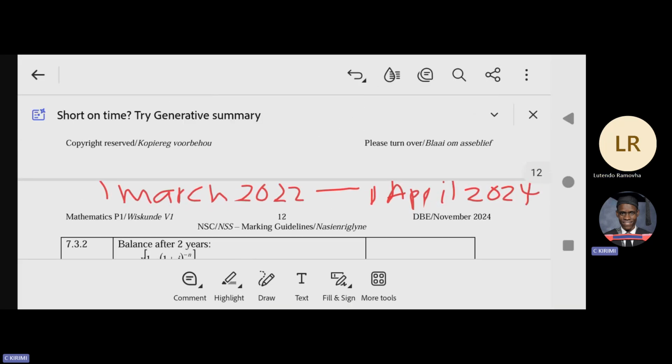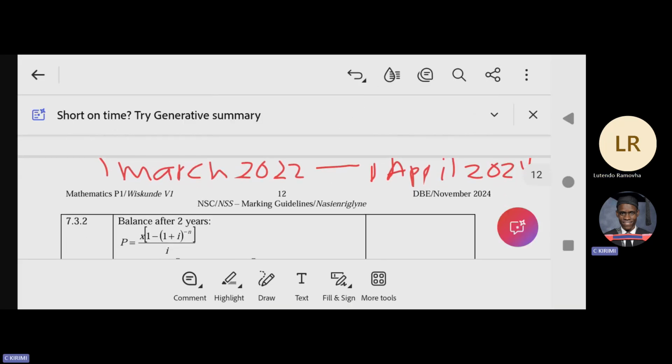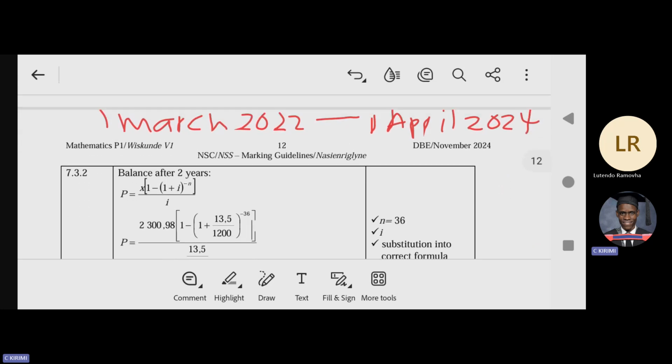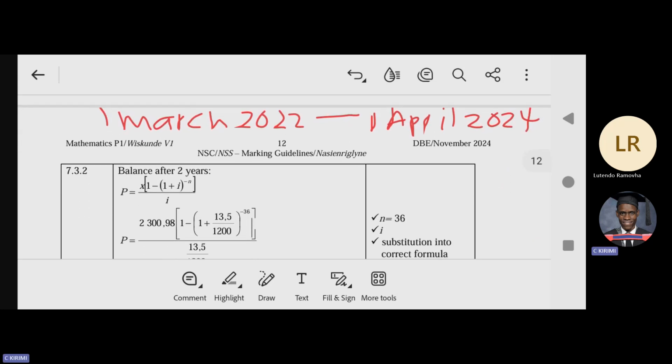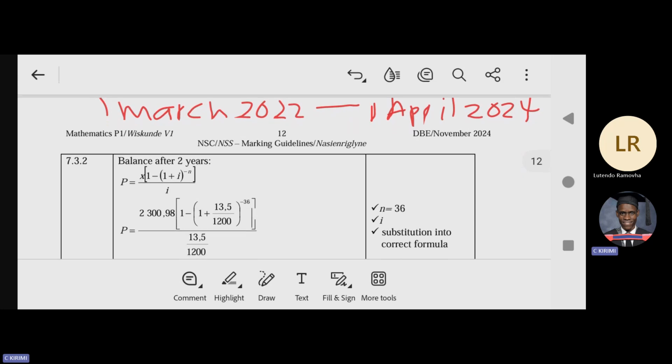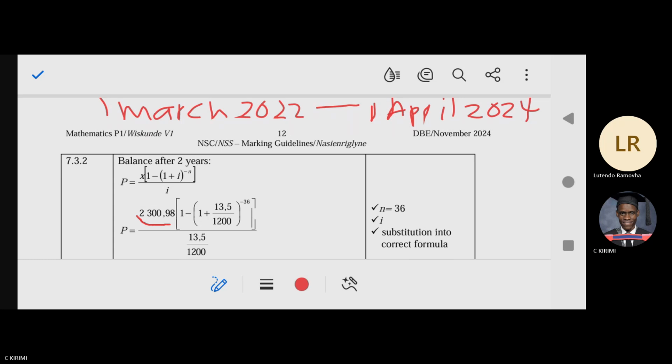We want the balance after 2 years. If you want the balance after 2 years, you want to know how much money is left after 2 years. For example, my monthly installment is how much? 2,398 rand, 0 cents. Yes, that is the installment which I've put there. Then you plug it into the formula.